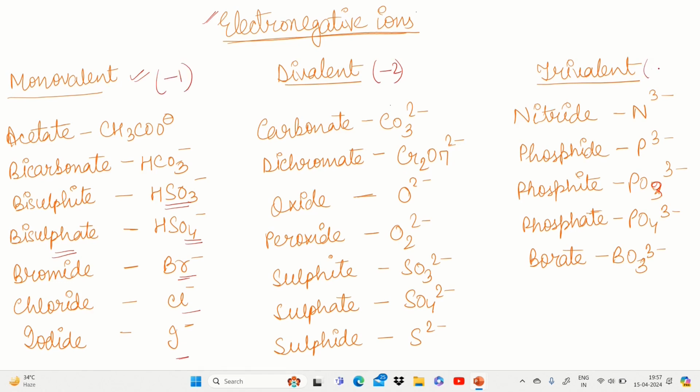Trivalent is -3. Carbonate CO3 2-, dichromate, this is very important, Cr2O7 2-, oxide O2-, peroxide is O2 2-, sulfite SO3 2-, sulfate SO4 2-, sulfide S2-. So bisulfite and sulfite have the difference of this hydrogen only. Bi has hydrogen, sulfite no hydrogen. Nitride N3-, phosphide P3-, phosphite PO3 3-, phosphate PO4 3-, borate is BO3 3-.